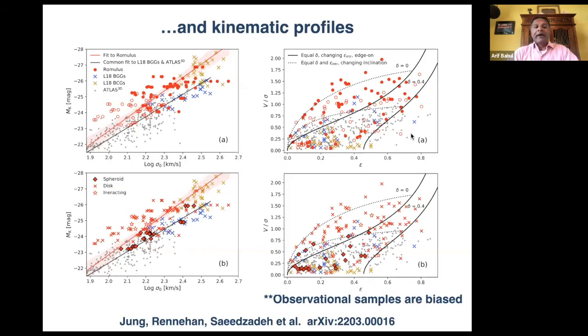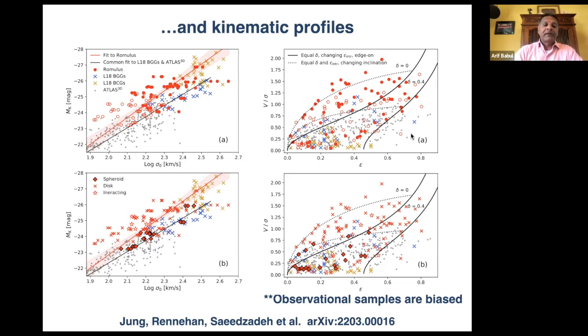We also looked at the kinematic profiles of these systems, and the red points that you see on the screen are showing the Romulus results. The gray points, the blue and the gold crosses are observations. You'll notice that Romulus results tend to scatter much more than the observations. That's because the observations are actually biased. Most group samples tend to be biased. They tend to target systems with elliptical or early type central galaxies.